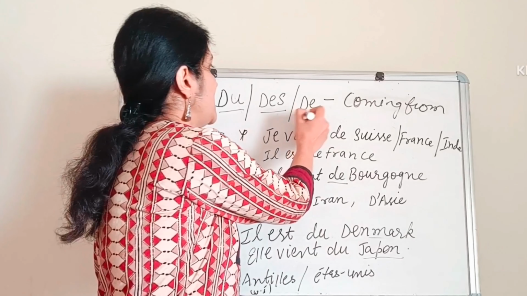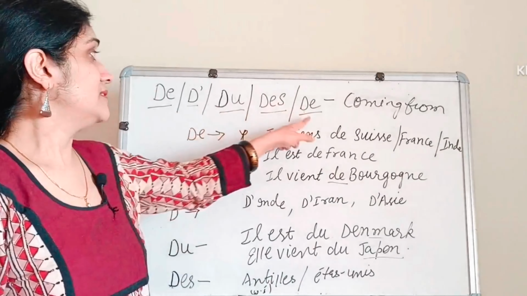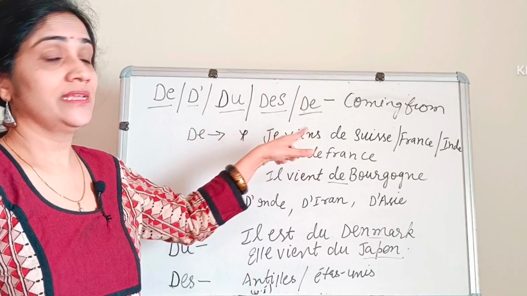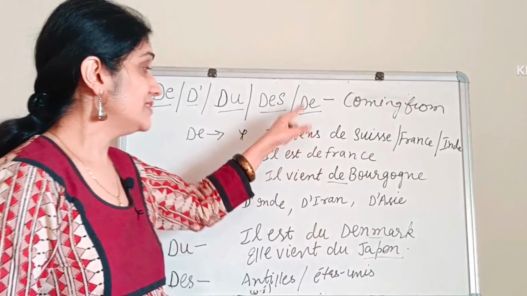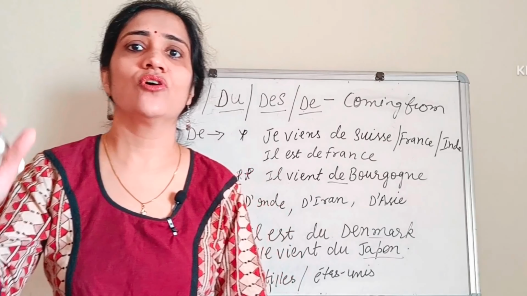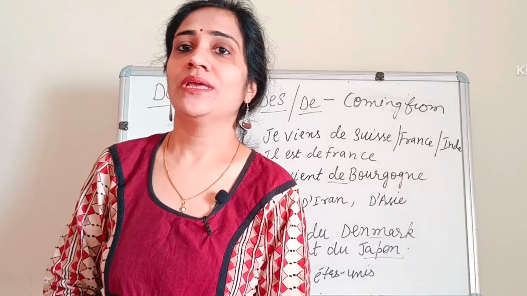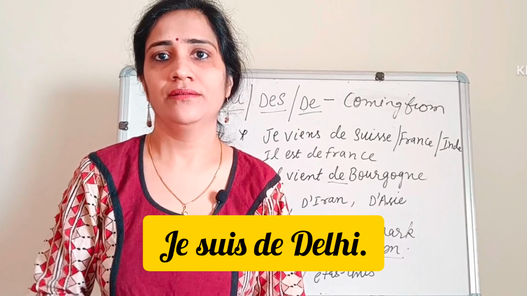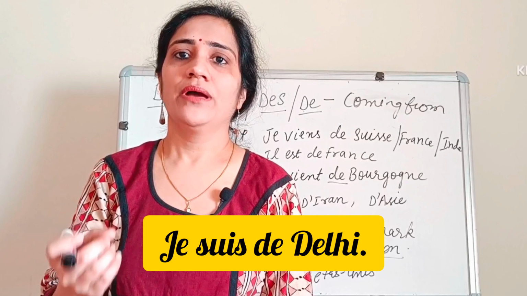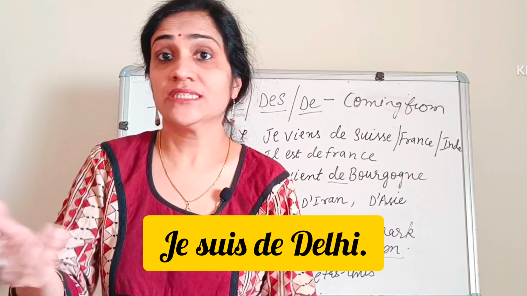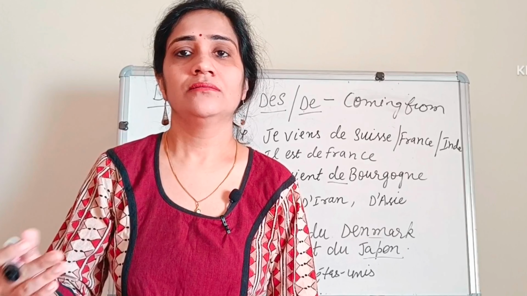Now, the last one is DE. Where we have to use this DE? This DE has to be used differently. The earlier DE was used with feminine countries, but this DE must be used with the names of cities, referring to coming back or belonging to. Like, je suis de Delhi. I am from Delhi, that means Delhi is the city of my upbringing, the city of my origin. Je suis de Delhi.